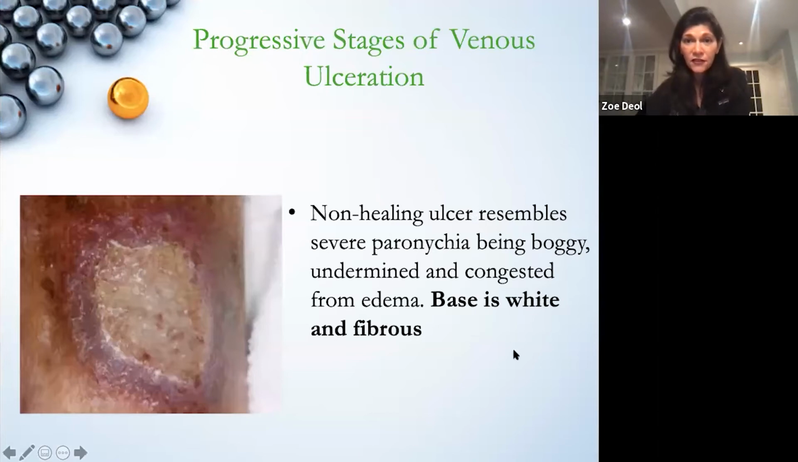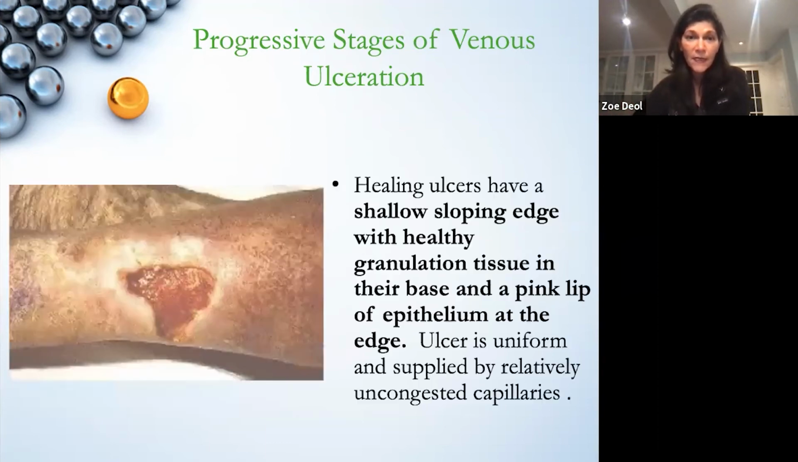The progressive stages of ulceration in a non-healing ulcer: in the acute phase, it's very boggy, with irregular borders and fibrinous exudate in the middle, as opposed to an arterial ulcer, which looks more like somebody used a hole punch to punch out the skin. And as the ulcer starts to heal, the fibrinous exudate clears up. You have a nice granulomatous base, and the edges start to slope in as they heal inwardly.